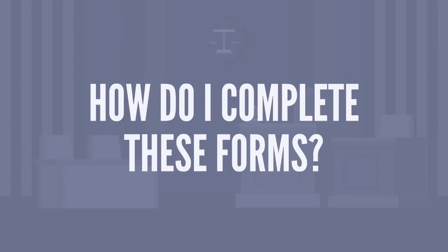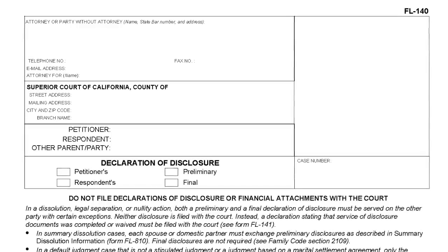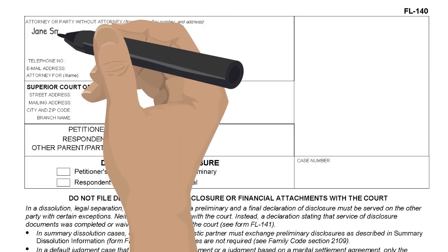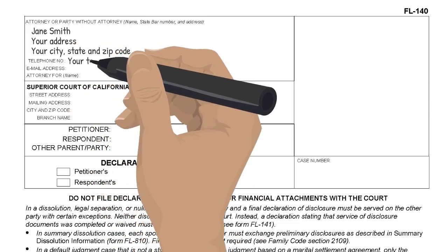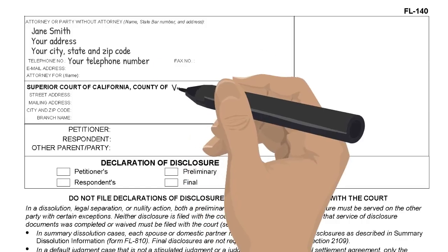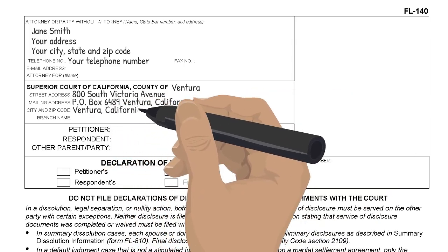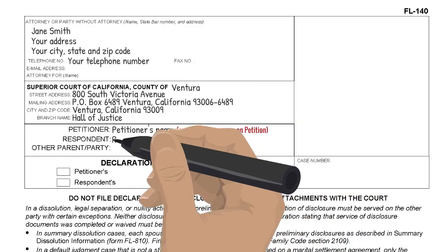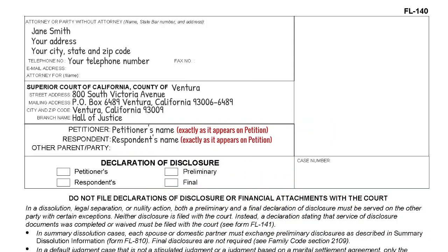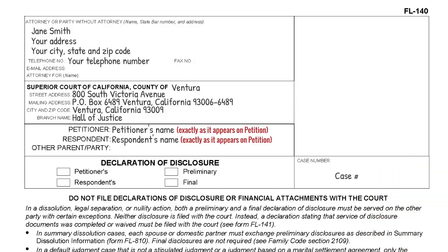Here's some information to help you complete the forms. We will call the top section of each court form the heading. In the heading, you will write your name exactly as listed in the court case, your mailing address, and telephone number. Next, enter the court address of where the petitioner filed the case. This will be stated on the summons and petition. Write the name of the petitioner and respondent exactly as those names appear on the petition. Write the case number as it appears on the petition.